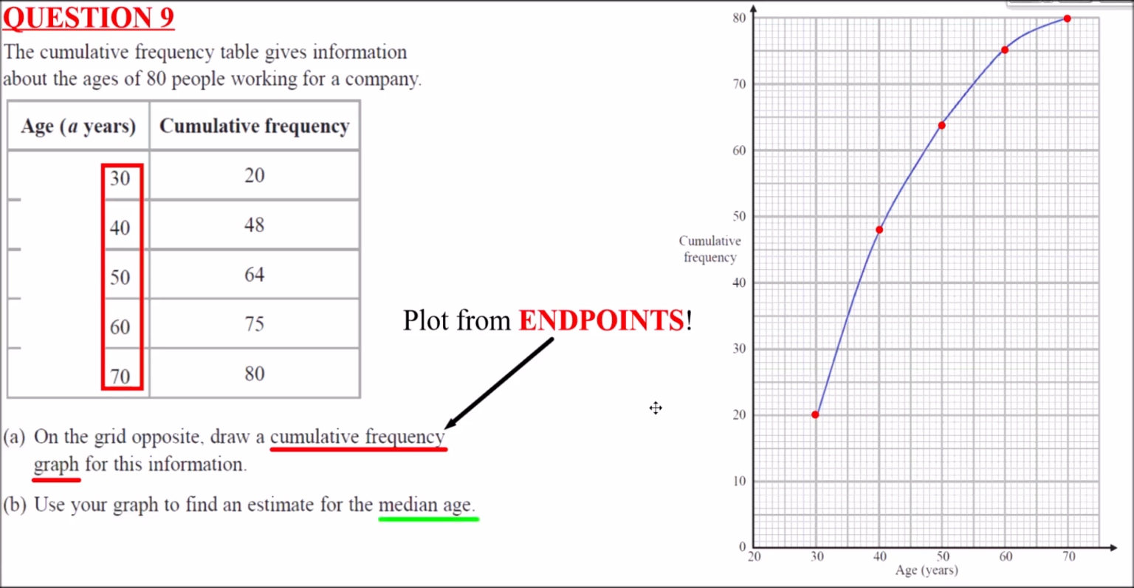So if I do that, go along to 40 and then go down, for my one at least, I get an age of 37 years. Depending on how you've done your curve, you should hopefully get somewhere in between 36 and 38. So plus or minus a year from 37, you should have that accurately enough.